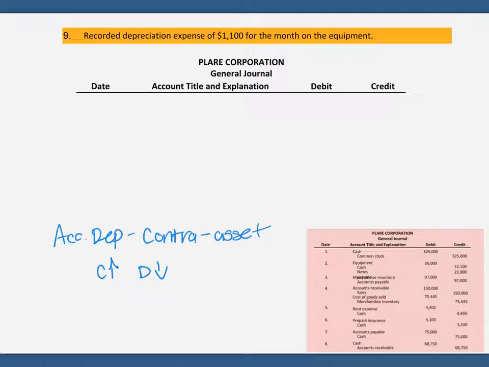So how we record this is a debit to depreciation expense for the current depreciation of $1,100. And then we credit accumulated depreciation, and we also indicate what asset we are depreciating, which in this case is equipment, and we credit $1,100. And those are your 9 transactions.